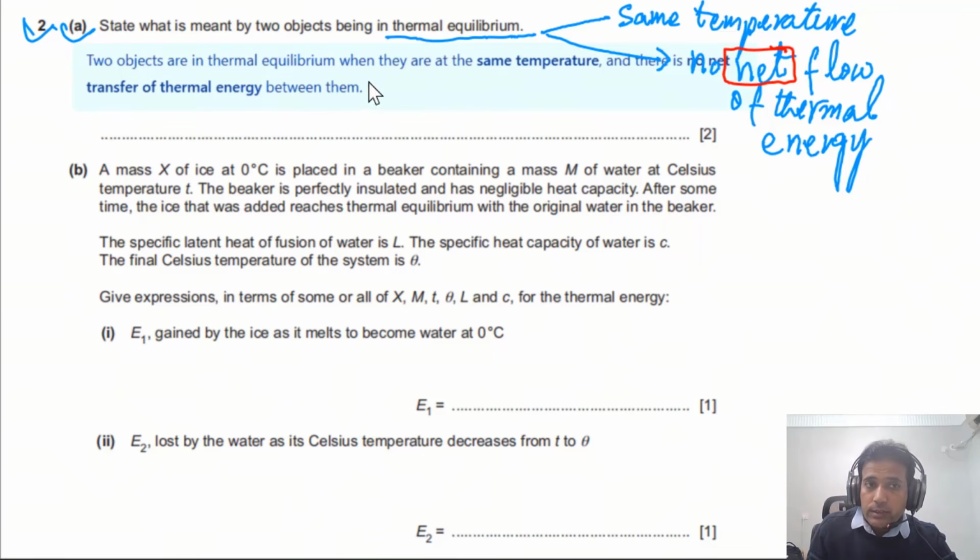You can say two objects are in thermal equilibrium when they are at the same temperature and when there is no net flow of thermal energy between them. So it means that when two objects, let's say these two objects, are in thermal equilibrium, they will be at the same temperature. There will be flow of energy between them, but there is no net flow of thermal energy. Meaning they're losing and gaining the same amount of thermal energy. Now if we go to the second question.